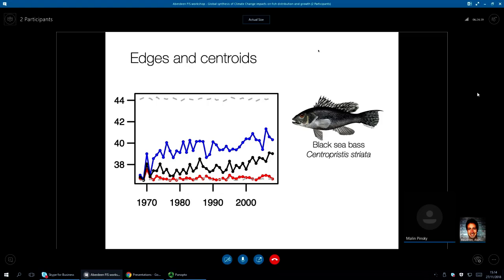Just to show you one example for black sea bass, the blue line is the maximum latitude in this case of observation, and you can see how that's slowly shifted north over the last 40 years or so. The centroid is in black. You can see that also slowly shifted north. Whereas the southern range limit in this particular survey has that red line, but it's just at the southern limit of the survey, which I plotted as that gray dotted line. So in this case, we don't have any confidence that we actually see the southern range limit of black sea bass.